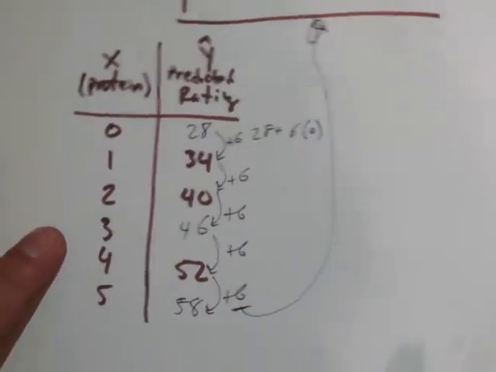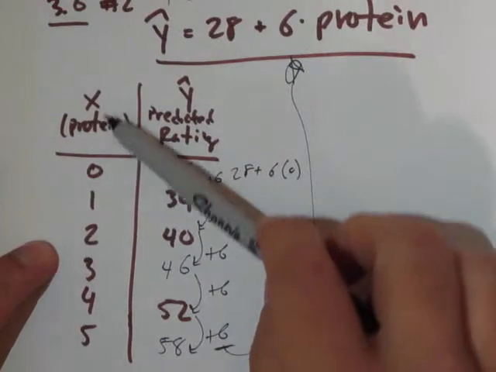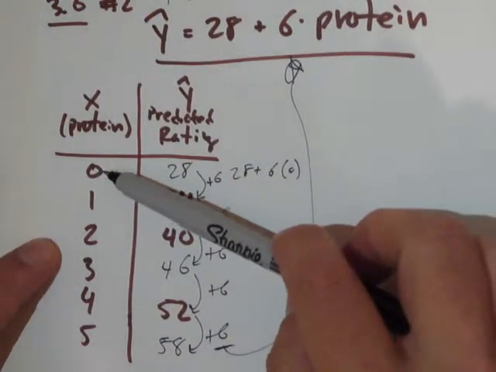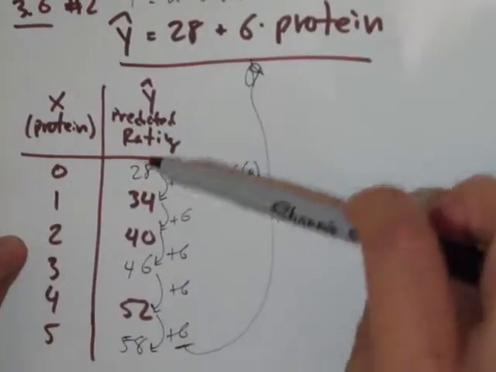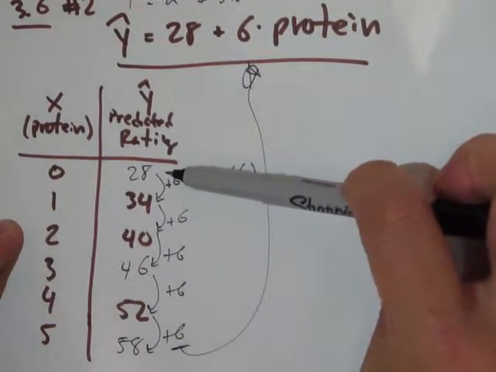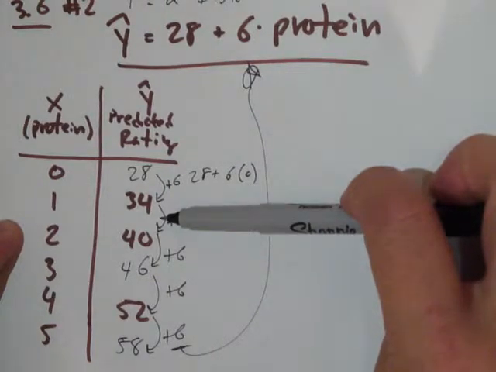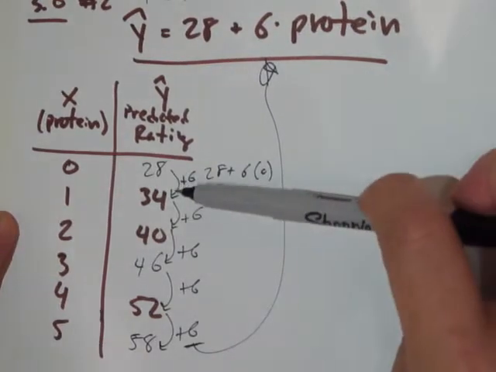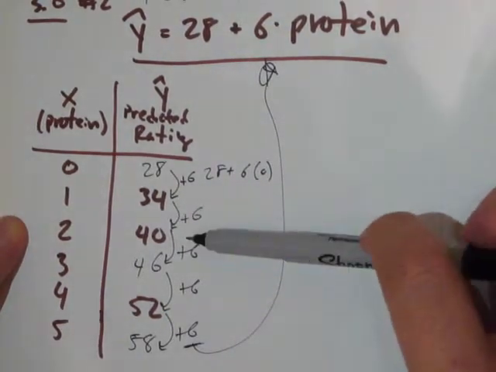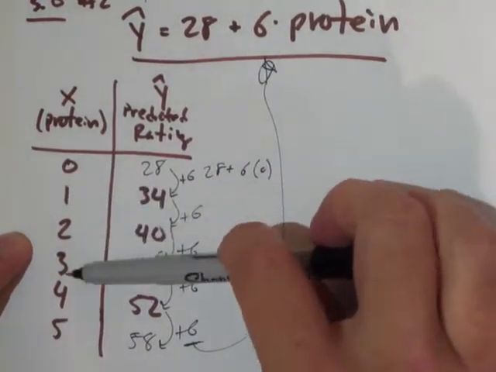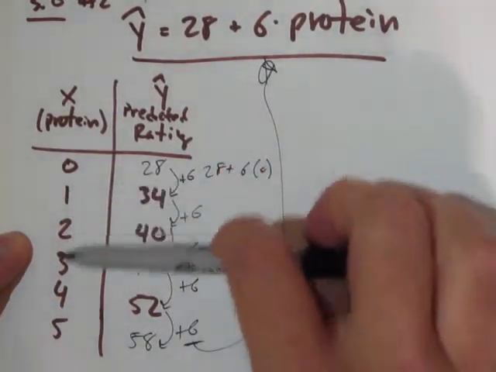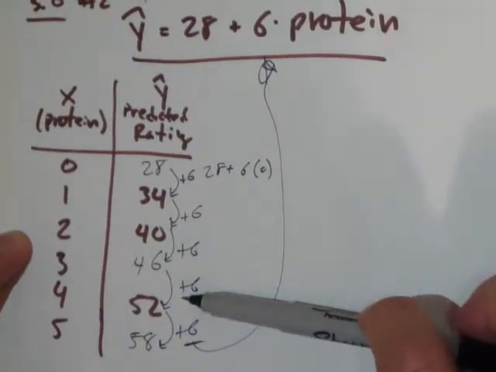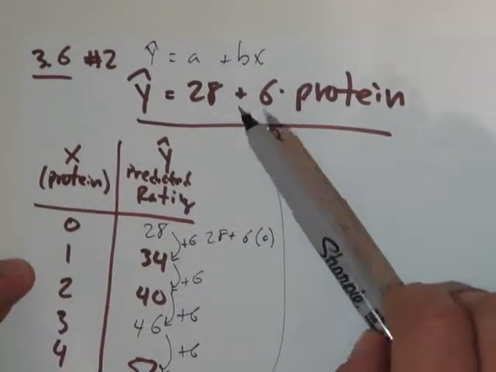What the slope tells us is that as we increase the x value by 1, if I go from 0 grams of protein to 1 gram of protein, my predicted rating will increase by 6 every time. I went from 1 to 2, I increased by 1 value, and I went from 34 to 40, I increased by 6. Every time I increase by 1 gram of protein, I increase by 6 rating points. That's the significance of the slope.